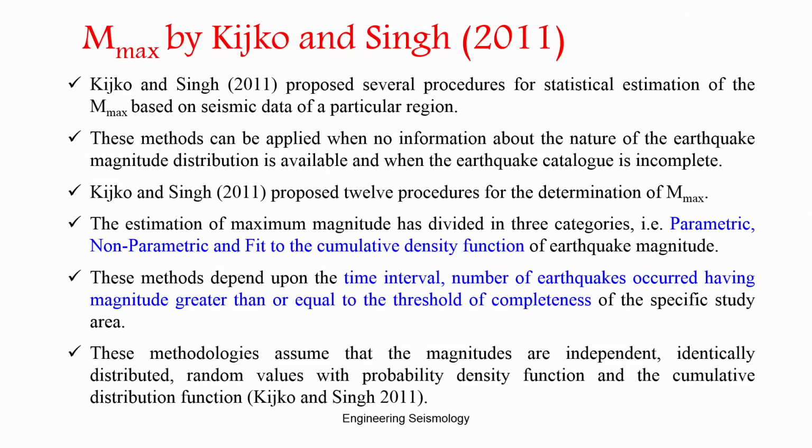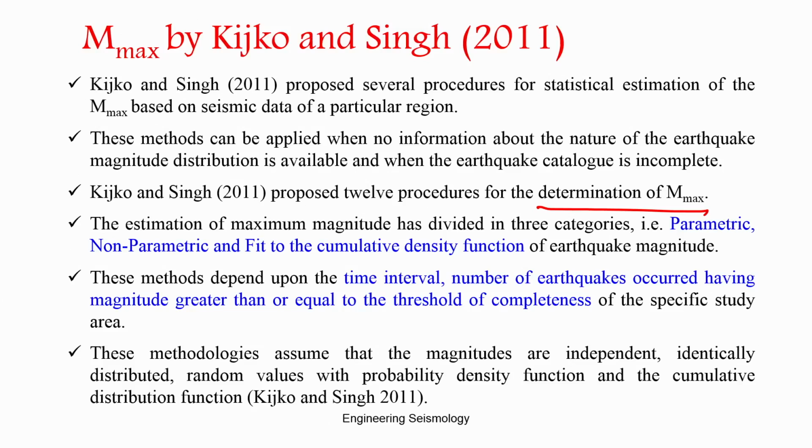Kijko and Singh proposed 12 procedures for the determination of the M max. This estimation of M max is divided into 3 categories: parametric, non-parametric, and fit to the cumulative density function of the earthquake magnitude. Each category has sub-estimations, depending upon the different composition and statistical model they use. These methods depend upon the time interval and the number of earthquakes that occurred having magnitude greater than or equal to the threshold of completeness of the specific study area.